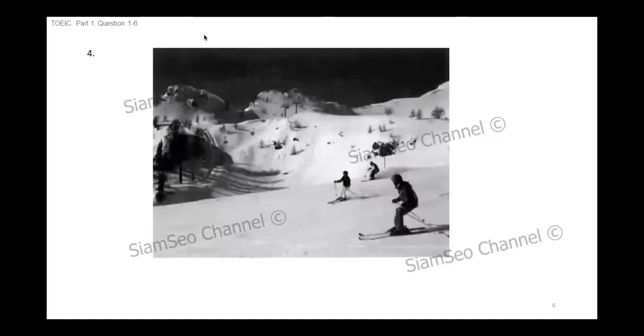Number 4. Look at the picture marked number 4 in your test book. A. They are very close to the chairlift. B. They are making snow. C. The people are skiing down the mountain. D. All of the skiers are wearing helmets.